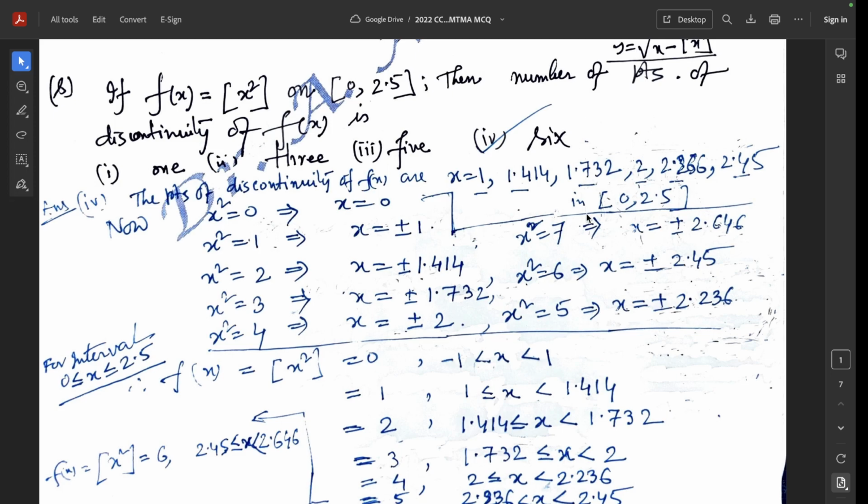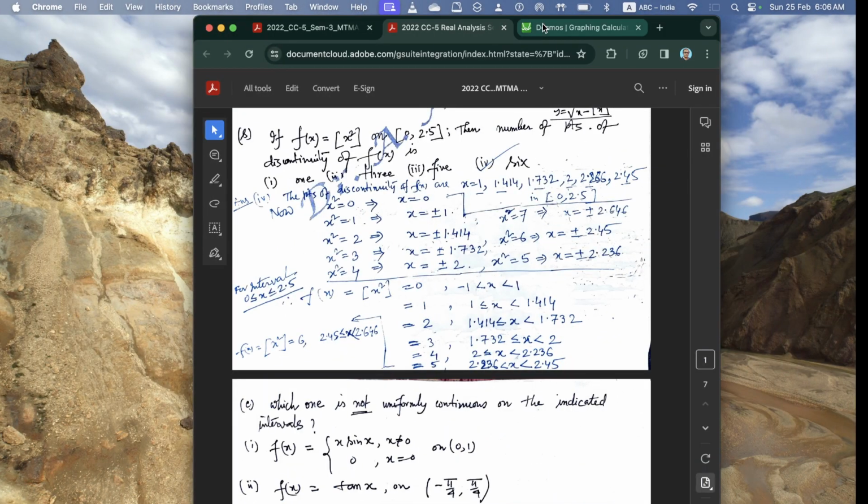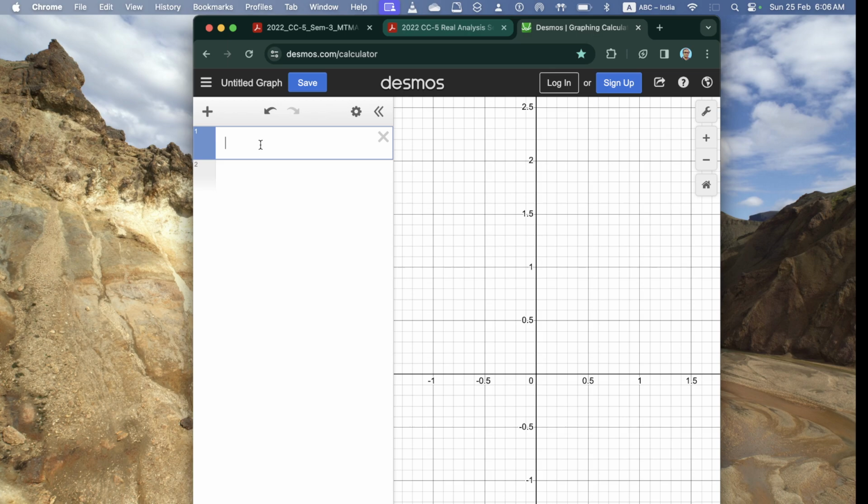You can get this graph by the Desmos app. The box x square, floor x square function is this.